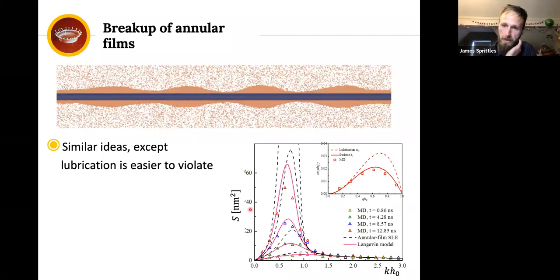Okay, and so this just basically shows the reason is that the growth rate of the lubrication model deviates from the Stokes model for moderate wave numbers, as we'd expect.